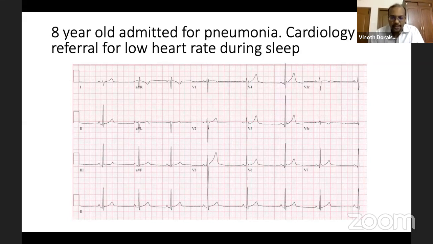Now we want to calculate the heart rate. So heart rate is 1500 divided by the number of small squares, which is almost 35 small squares, so 42 per minute. So definitely this patient is having a sinus bradycardia. So this patient will have to be investigated further to see if it is a physiological sinus bradycardia or if it is pathological.